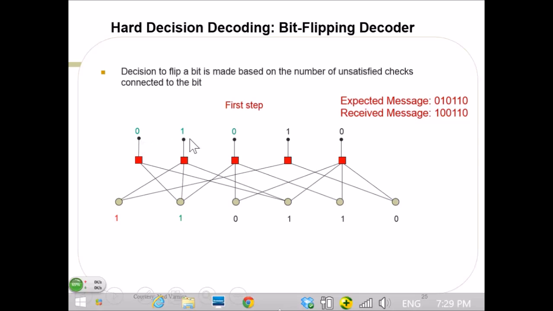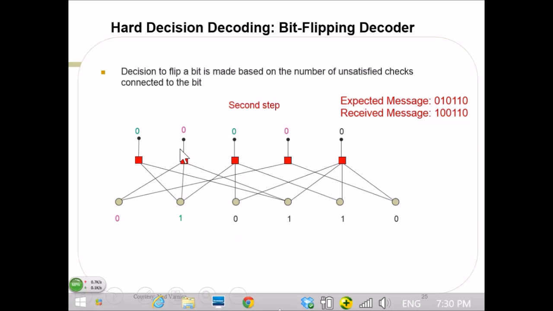Now you see there are still some unsatisfied checks, so you do the same procedure again. See which bits have more unsatisfied checks. This bit has 2 unsatisfied checks, and all the other ones have fewer than that. So you flip the leftmost bit. And then you see that all the syndromes are now satisfied.